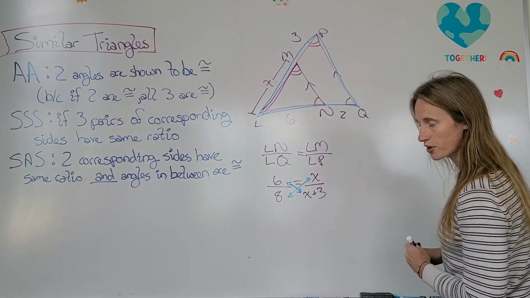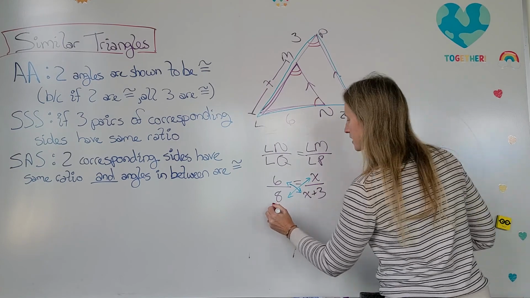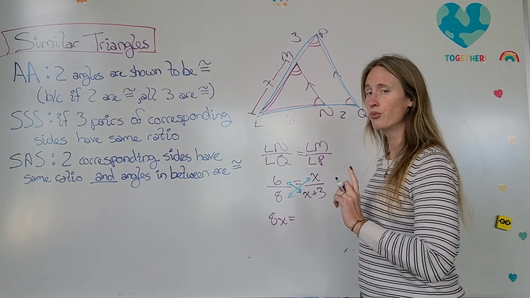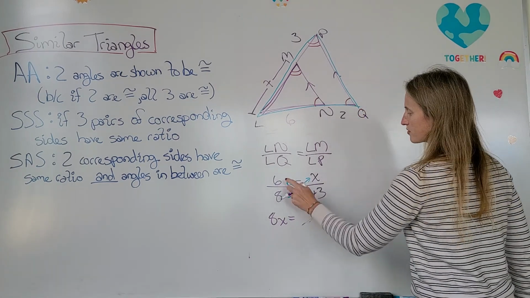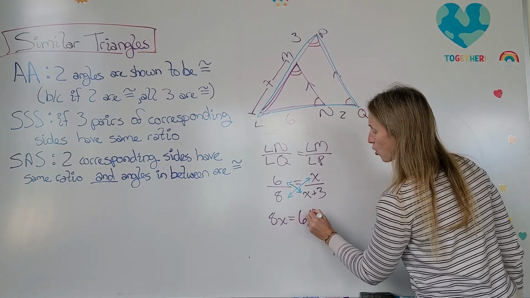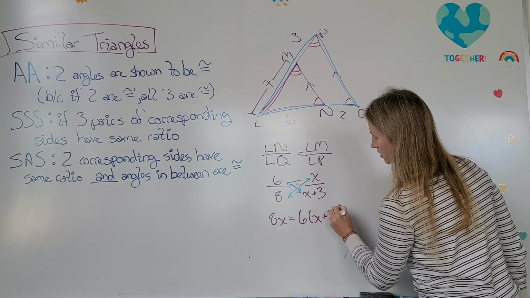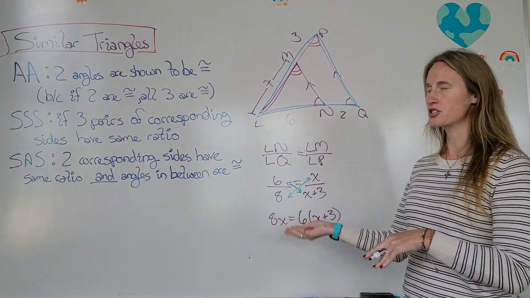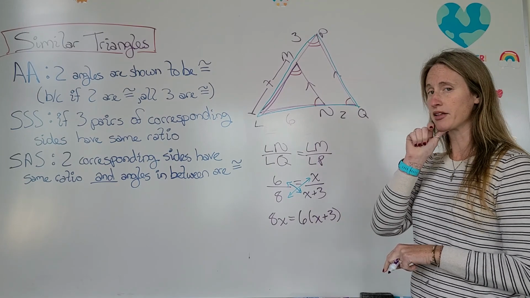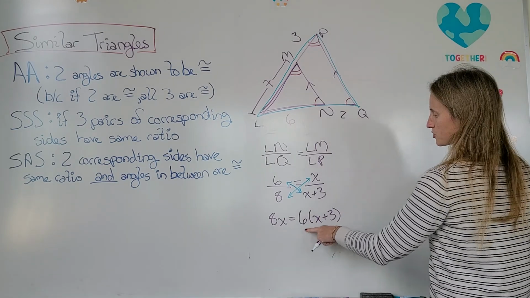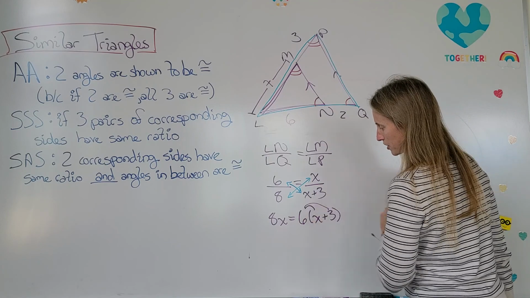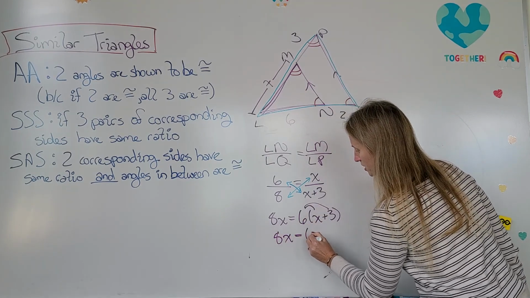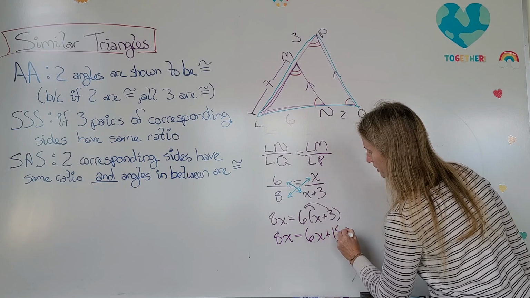We'll start with the easy one. 8 times x is 8x. And now here's a really easy place to make a mistake. I have 6 times the whole quantity of x plus 3. So not just 6x plus 3. That 3 has to get multiplied by the 6 also. So now I'm going to do the distributive property. So I have 8x is equal to 6x plus 18.